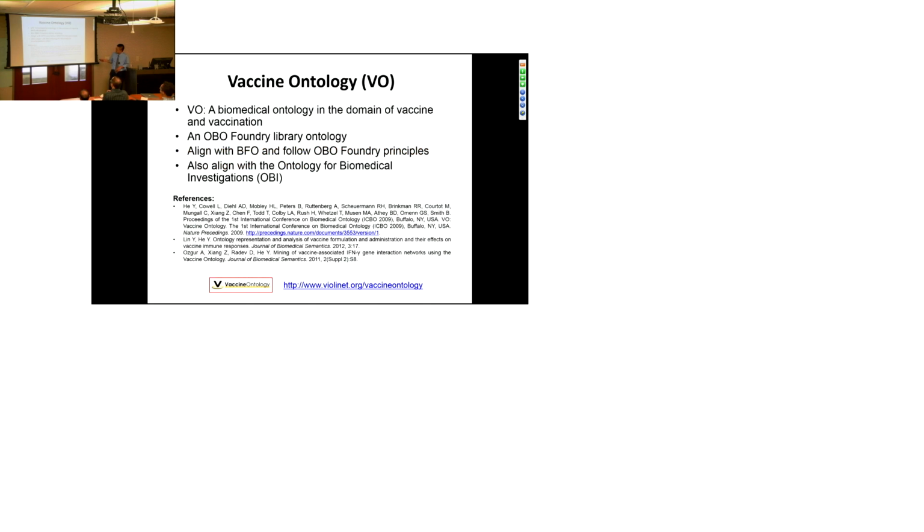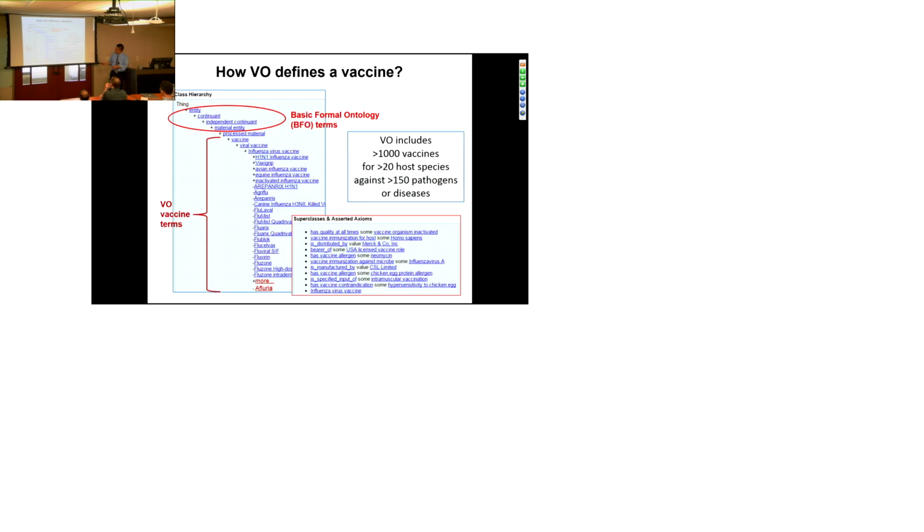The vaccine ontology, we initiated the work many years ago. Like OAE, it follows the OBO Foundry principles. It's aligned with the Basic Formal Ontology. I can give you one example. This is the Basic Formal Ontology. You will say, okay, everything in the whole world, you will think of it as 4D, right?